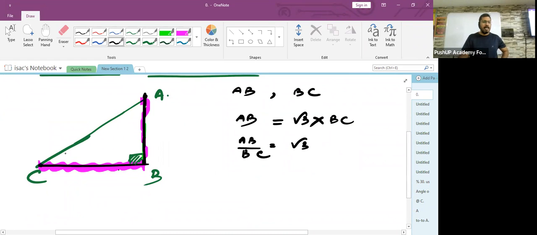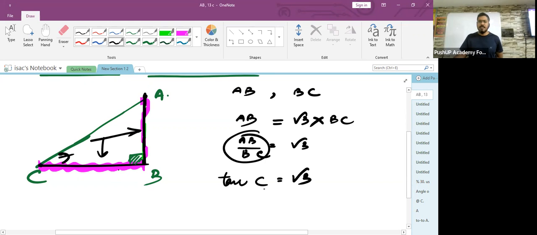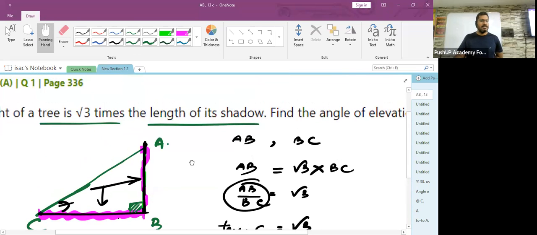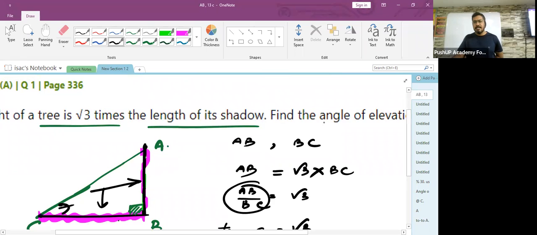You look at this diagram and tell me, with respect to this angle C, AB is the opposite side. BC is the adjacent side. What is opposite upon adjacent? Tan function. So instead of AB upon BC, can I say tan with reference to angle C is equal to root 3? Does that make sense, children? Tan with reference to angle C is root 3. So children, they were asking us to find the angle of elevation.